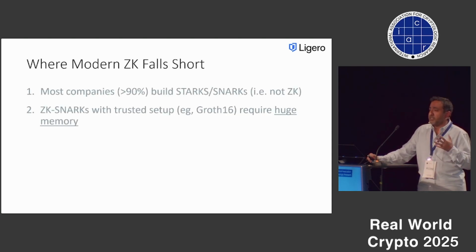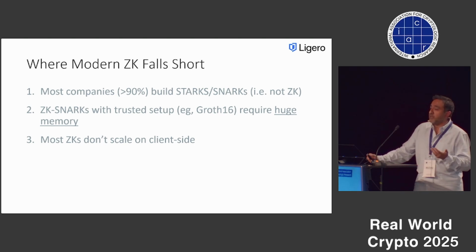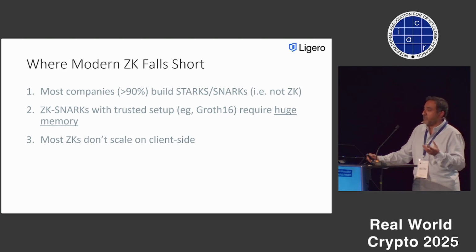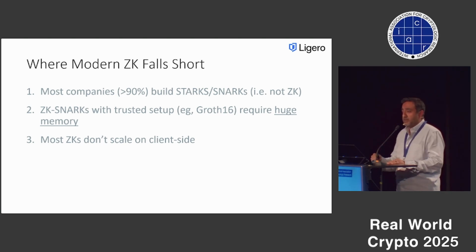So most companies that actually build are doing blockchain scalability. They don't need zero knowledge. They are focusing on SNARKs and STARKs. They are not zero knowledge. The ones that are ZK SNARKs, like Groth16, et cetera, require a huge memory because they need a huge proving key for the trusted setup.